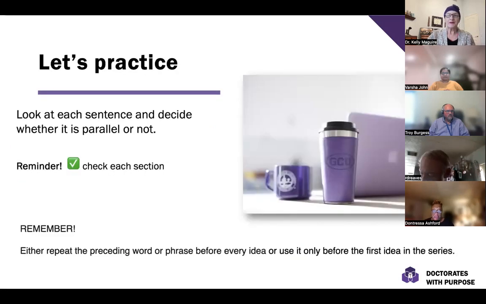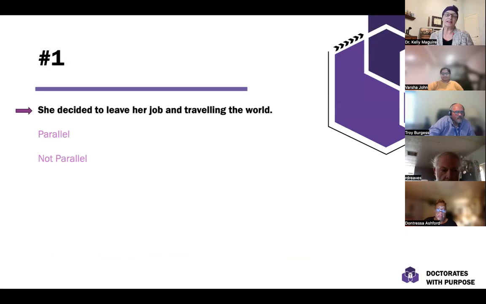All right, so let's practice. I'm going to give you some questions and we can put into the chat your ideas on whether or not the sentences I'm going to throw at you are parallel or not parallel. If you want to, you can even abbreviate. If it's parallel, you can type in a P, and if it's not parallel, you can type in an NP. So our first sentence: she decided to leave her job and traveling the world.